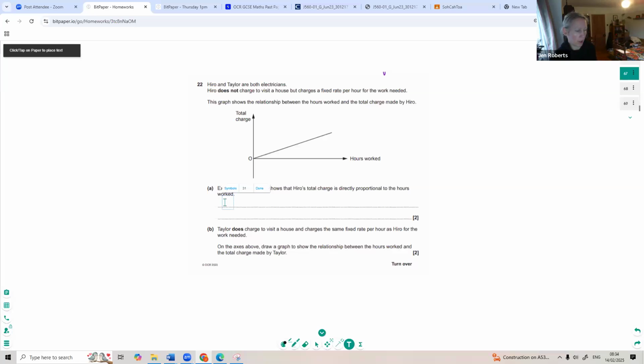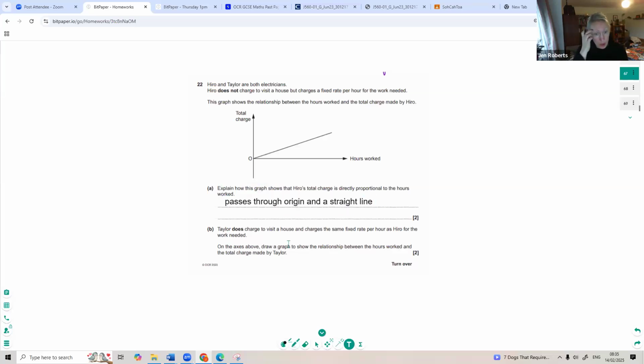So something about going through the origin, because he's not charging a call-out fee. So it passes through the origin, or you could write 0, 0 as the coordinates. And the reason we know it's direct proportion is that he charges a fixed rate per hour, so it's a straight line graph. It's going up at a constant rate, isn't it?